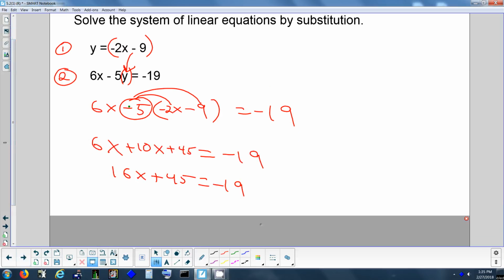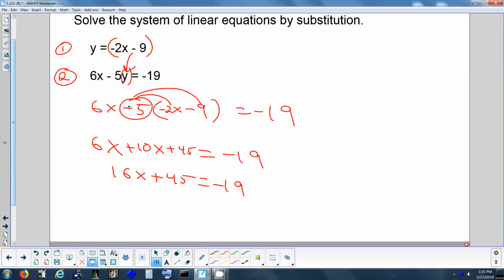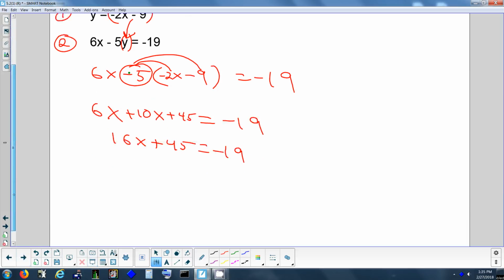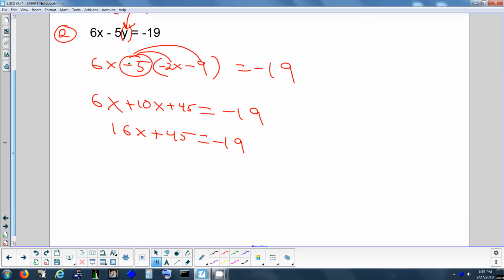Now the next step is you're adding and subtracting. Is there any adding or subtracting I can do? Yes. 45 from each side. Subtract it. Do what with 45? Subtract it from each side. And now, if you're not sure what negative 19 minus 45 is, just do 19 plus 45 and make it negative. Negative 64.